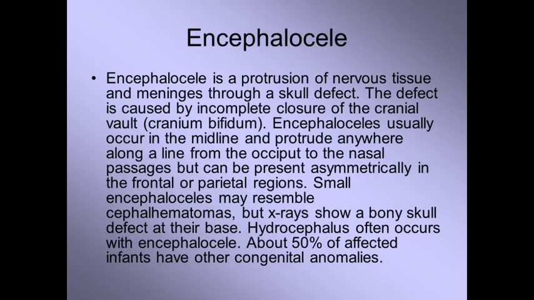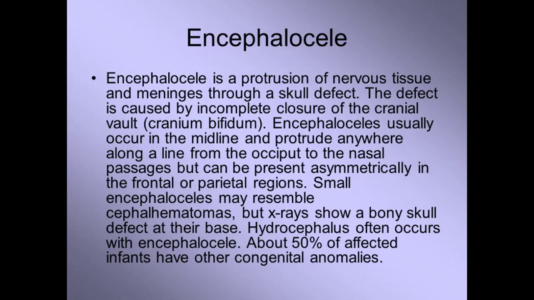Cephalocele is a protrusion of nervous tissue and meninges through a skull defect. The defect is caused by incomplete closure of the cranial fold, cranium bifida. Cephalocele usually occurs in the midline and protrudes anywhere along the line from the occiput to the nasal passage, but can present asymmetrically in the frontal or parietal regions. A small cephalocele may resemble cephalohematoma, but X-ray shows a bony skull defect at its base. Hydrocephalus often occurs with cephalocele.